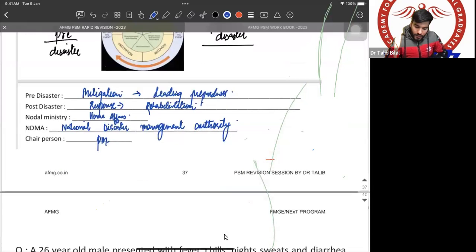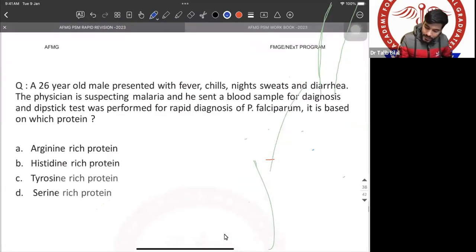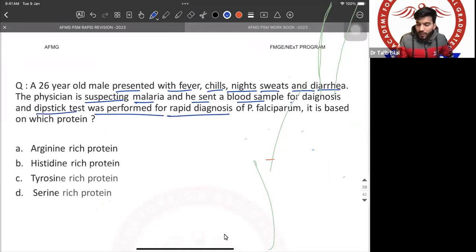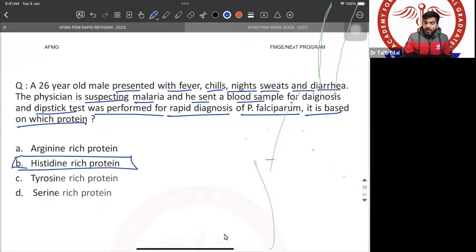A 26-year-old male presented with fever, chills, night sweats, and diarrhea. The physician is suspecting malaria and sent a blood sample for diagnosis, and a dipstick test was performed for the rapid diagnosis of Plasmodium falciparum. It's based on which protein? It's a PYQ directly from NEET PG, guys. Which protein? Histidine-rich protein.